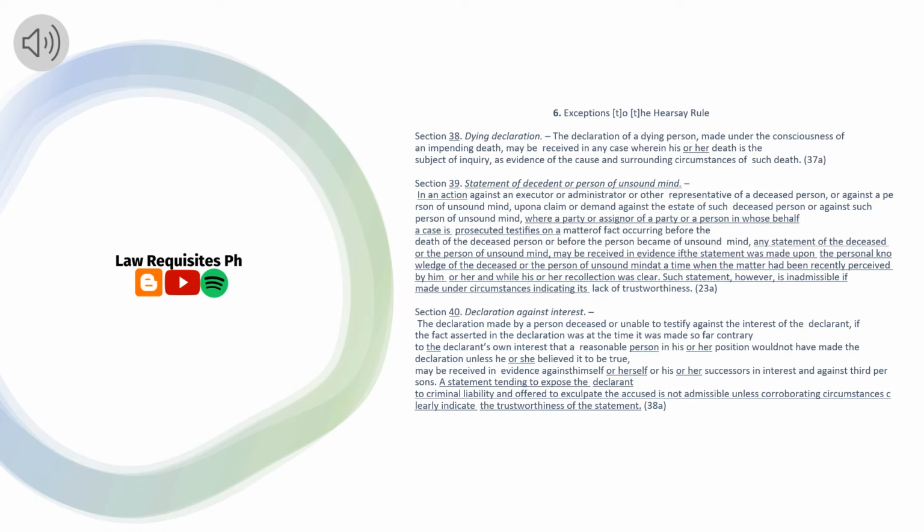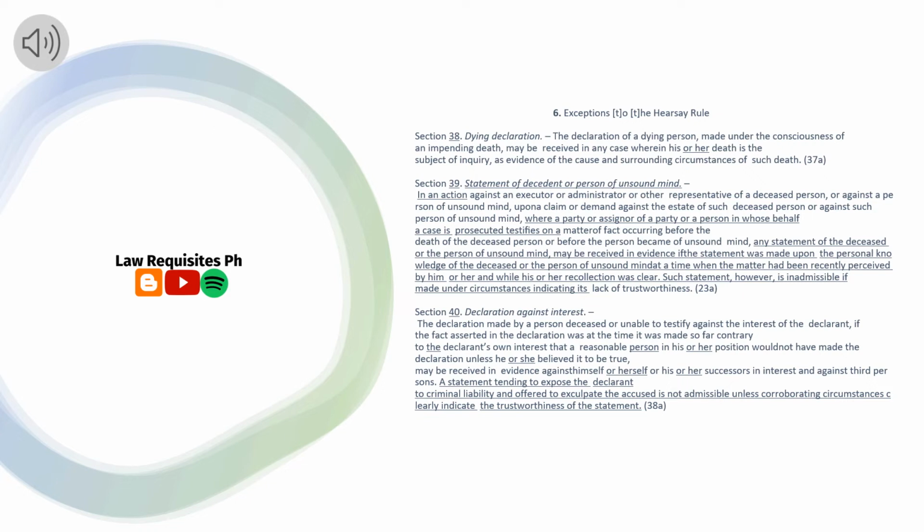Section 39. Statement of decedent or person of unsound mind. In an action against an executor or administrator or other representative of a deceased person, or against a person of unsound mind, upon a claim or demand against the estate of such deceased person or against such person of unsound mind, where a party or assignor of a party or a person in whose behalf a case is prosecuted testifies on a matter of fact occurring before the death of the deceased person or before the person became of unsound mind, any statement of the deceased or the person of unsound mind may be received in evidence if the statement was made upon the personal knowledge of the deceased or the person of unsound mind at a time when the matter had been recently perceived by him or her and while his or her recollection was clear. Such statement, however, is inadmissible if made under circumstances indicating its lack of trustworthiness.